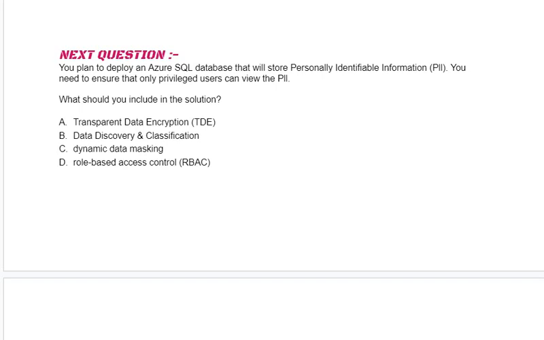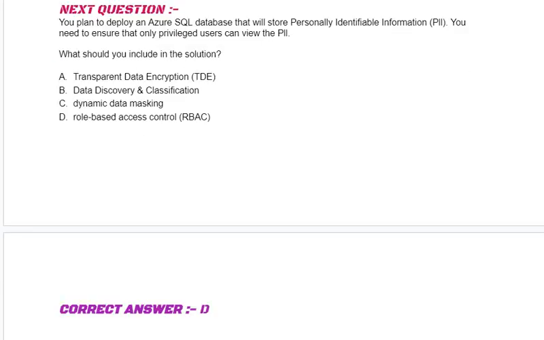Option A. Transparent data encryption, TDE. Option B. Data discovery and classification. Option C. Dynamic data masking. Option D. Role-based access control, RBAC. Correct answer is option D.